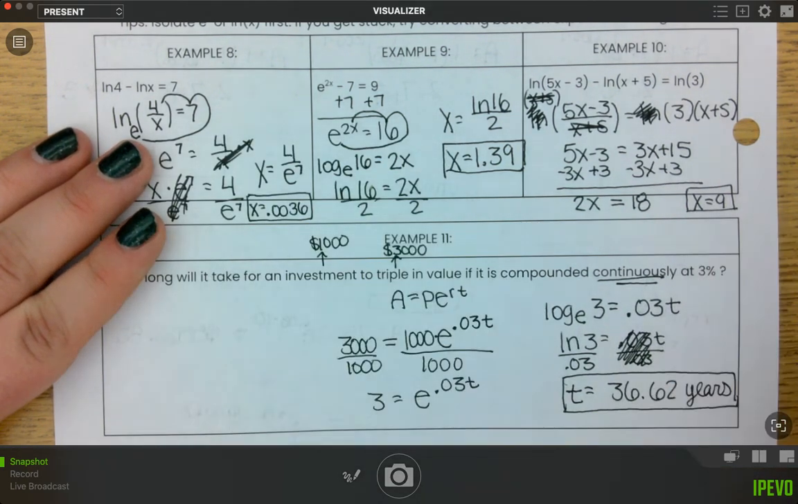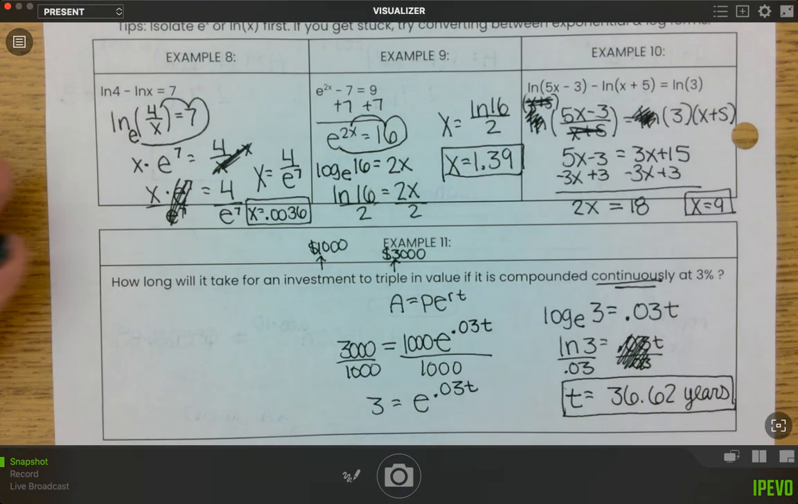But it's only going up at a rate of 3%, which isn't very high. So that makes sense that it would take a while. Also, you're going from $1,000 to $3,000, so that's quite a bit of money.